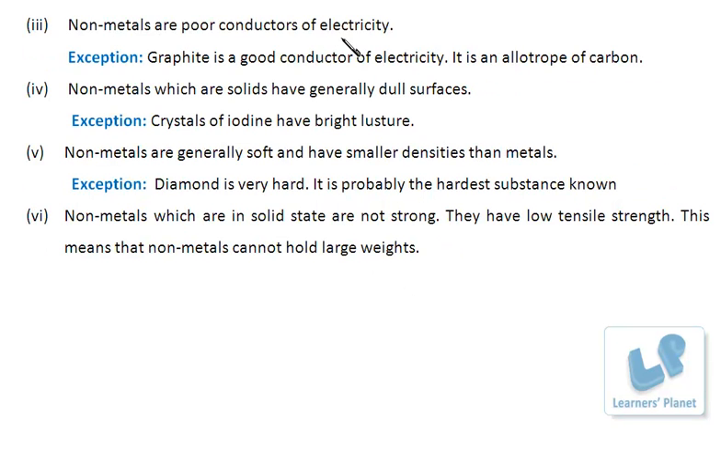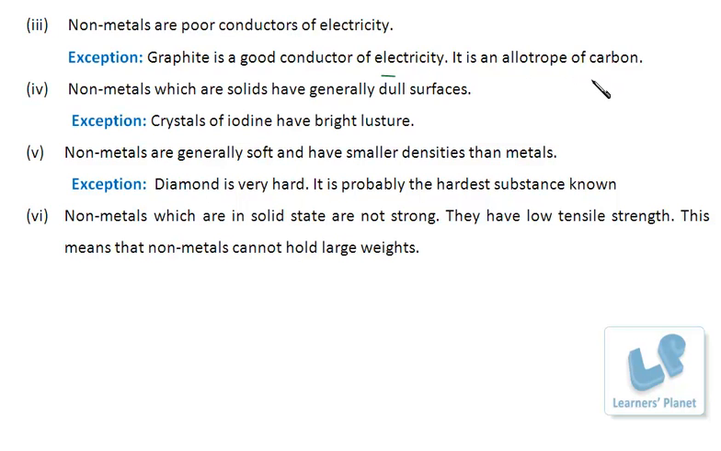Nonmetals are poor conductors of electricity. They do not conduct electricity, right? That is, conduct means electricity cannot pass through them, whereas in metals, electricity can pass through. But nonmetals are poor conductors of electricity. The exception here is graphite. Graphite is a good conductor of electricity.